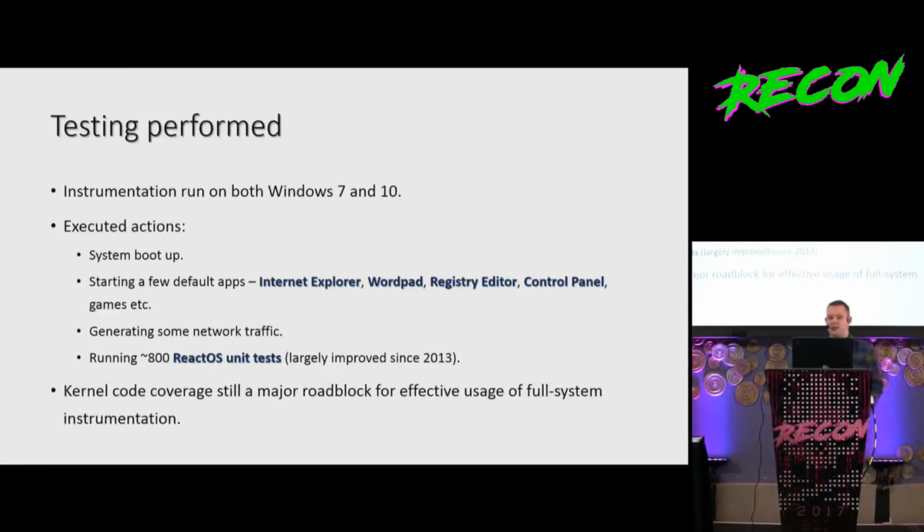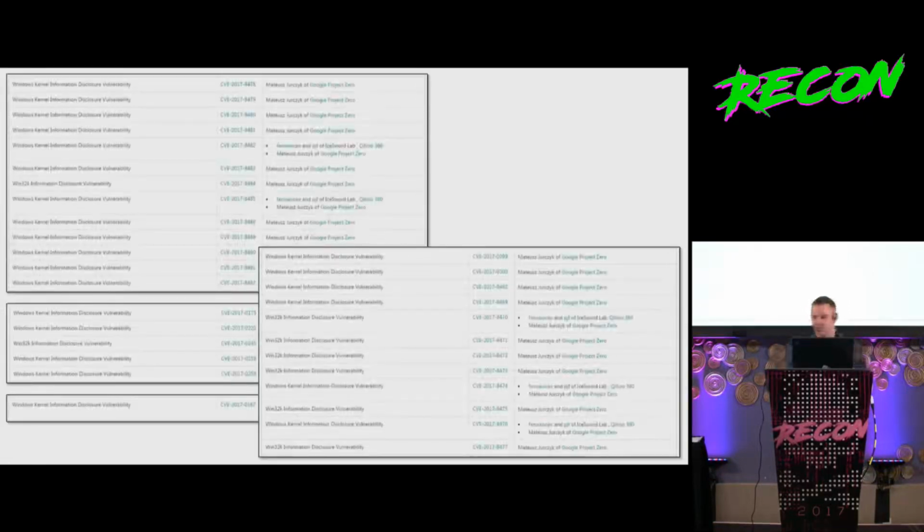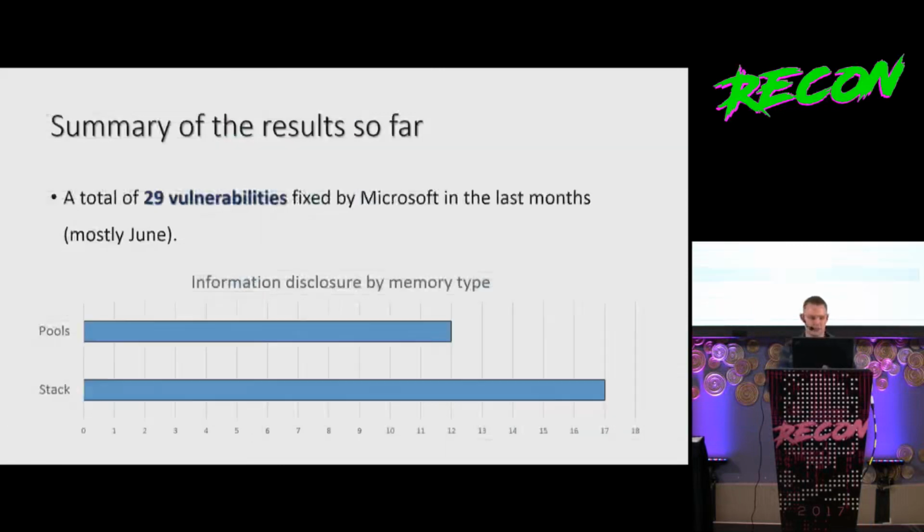But in general, I would say that code coverage in the kernel is still a very major roadblock for the effective usage of this kind of instrumentation. So improvements are always very welcome. So yeah, now let's look at the results. The results are basically just summed up here. So these are 3 months of patch Tuesdays. 90% of the bugs are from 3 days ago, so from the June patch Tuesday. Yeah, that pretty much sums it up.